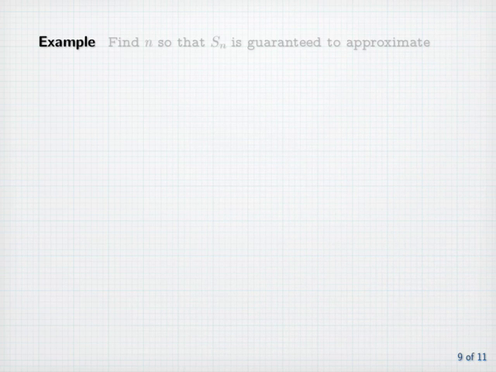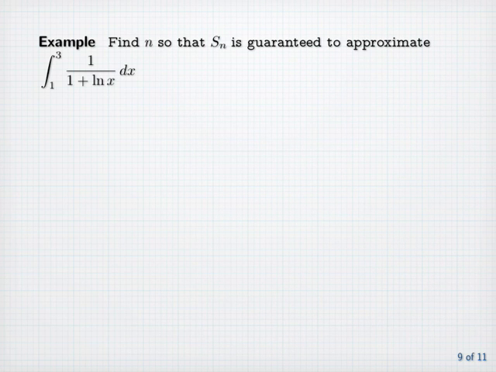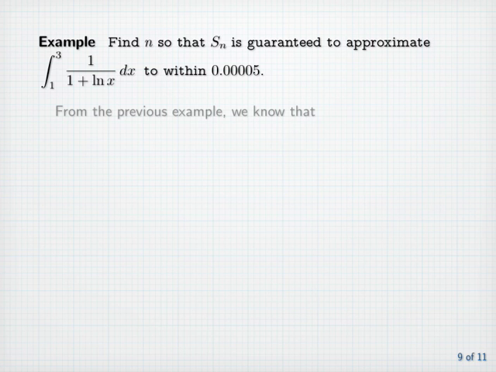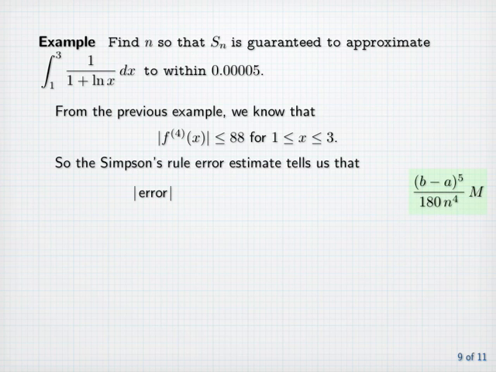Another example. Let's find n so that S sub n is guaranteed to approximate the integral from 1 to 3 of 1 over 1 plus log x dx to within 5 times 10 to the minus 5. From the previous example, we know that 88 is an upper bound for the absolute value of the fourth derivative of f on the interval from 1 to 3. So, using the formula for the error estimate, we have that the absolute value of the error will be less than or equal to the interval width 2 to the fifth power divided by 180 times n to the fourth, times 88.